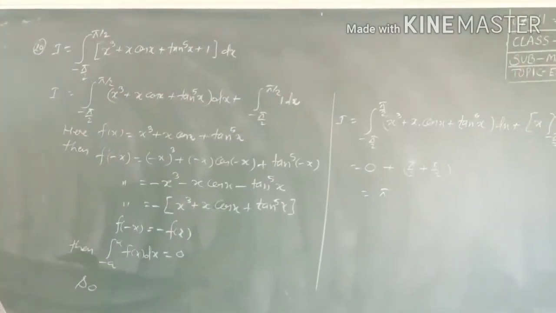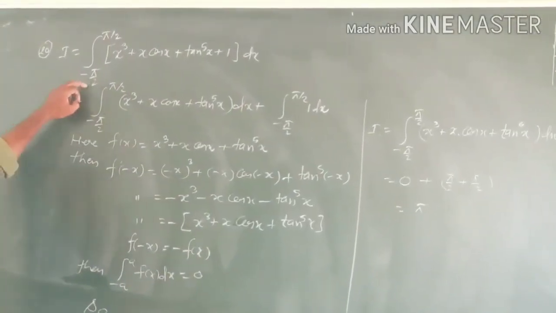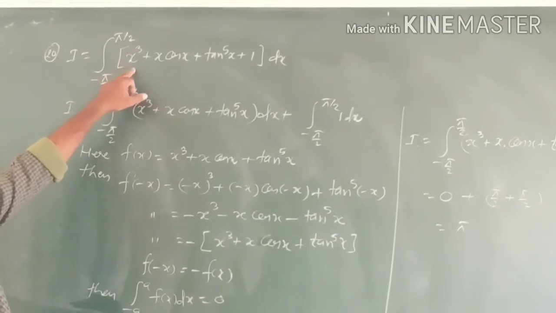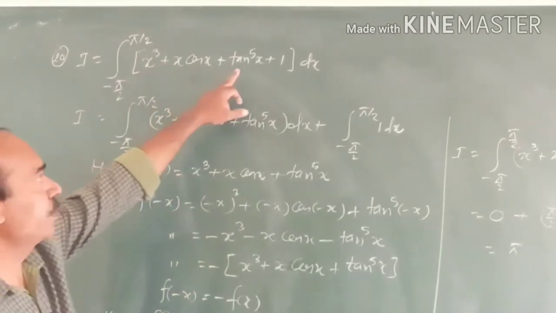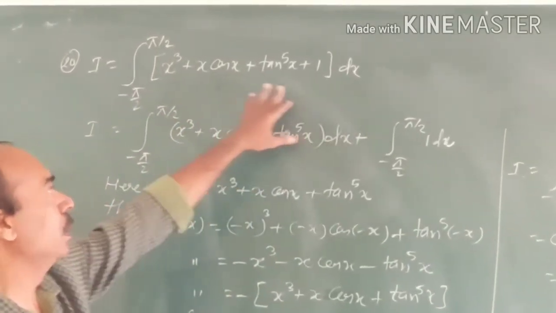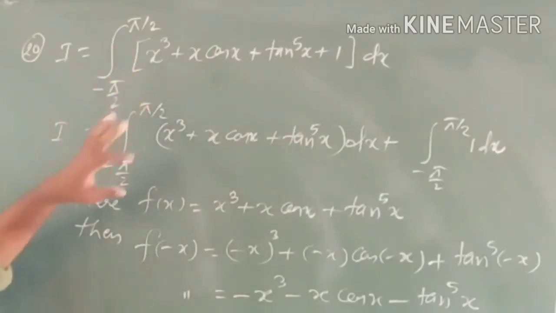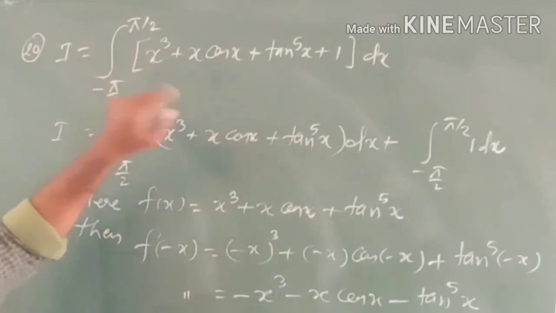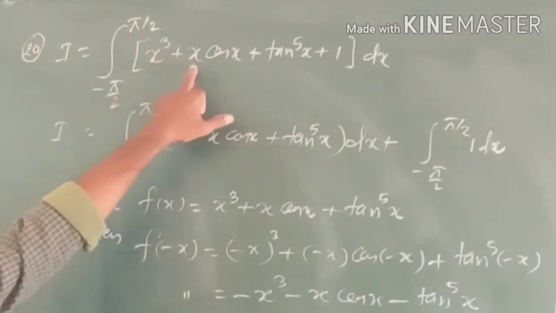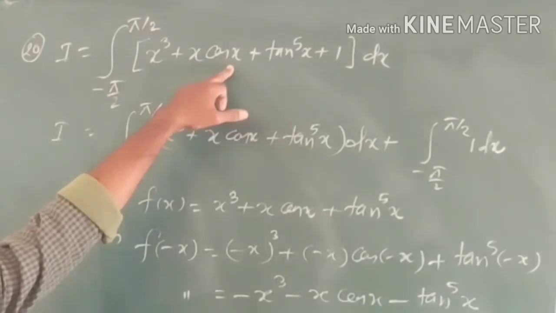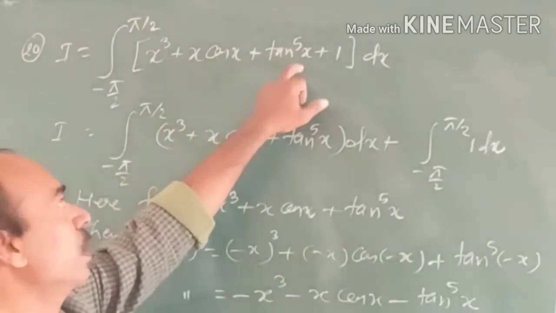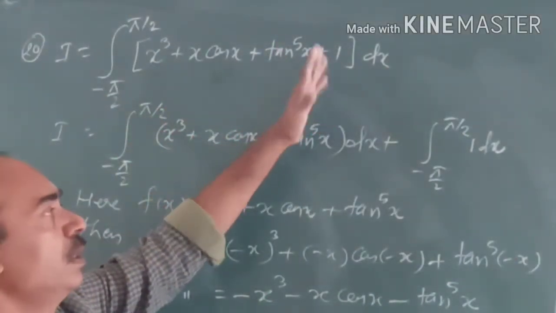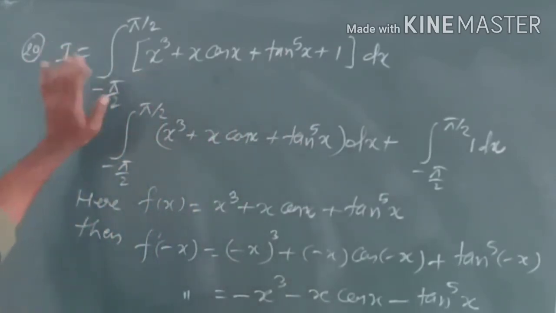Next, question number 20. Integral from minus pi by 2 to plus pi by 2 of (x cubed plus x cos x plus 10 to the power 5 x plus 1) dx. Minus a to plus a, if we apply property number 7, it means the last one. So in place of x, if we write minus x, then it will be negative. Once again it will be negative because cos of minus theta is positive, and the other factor is negative, but the 1 will have no effect.